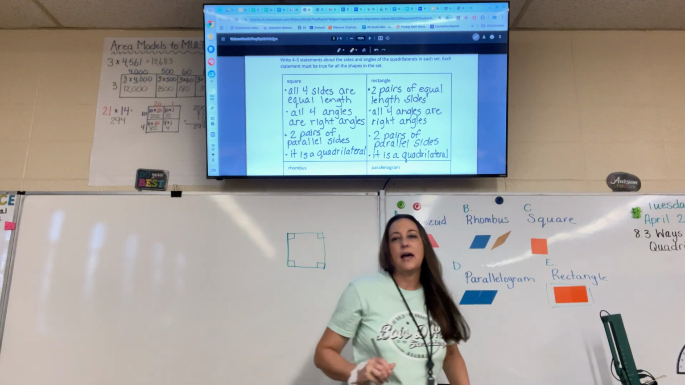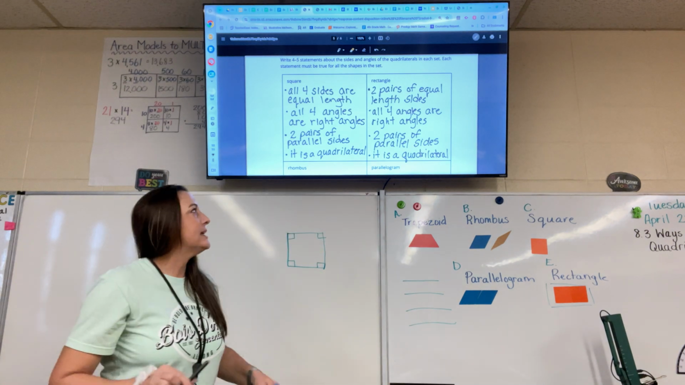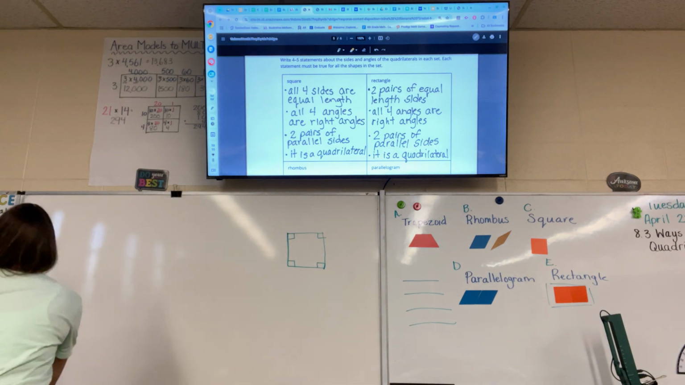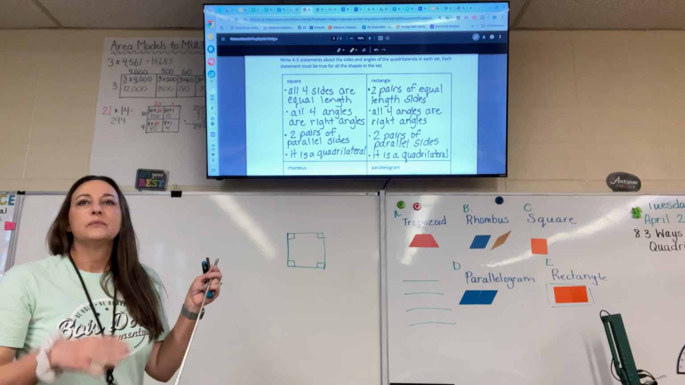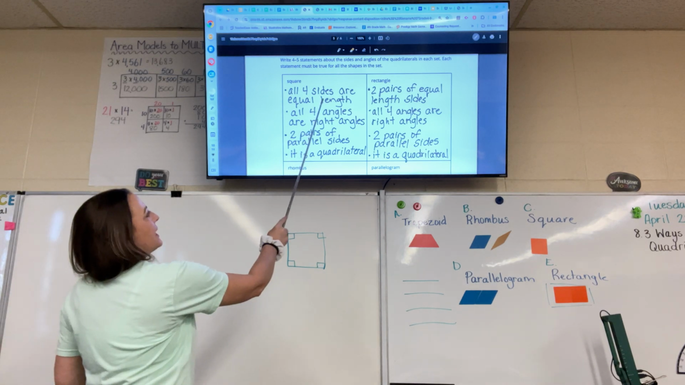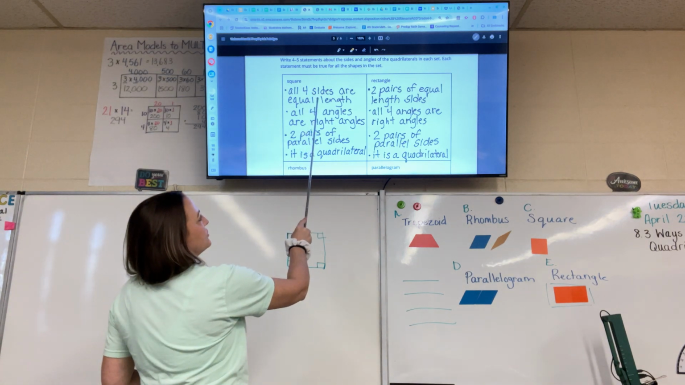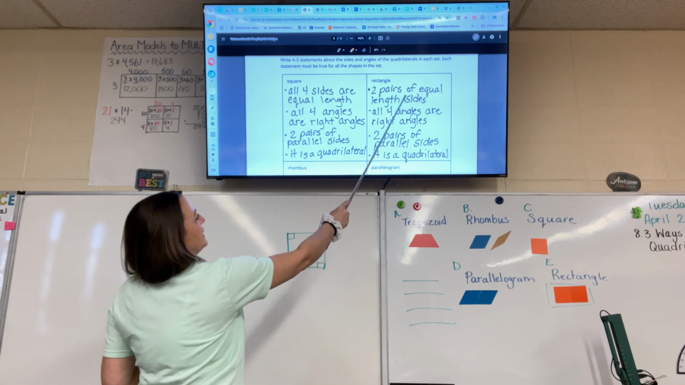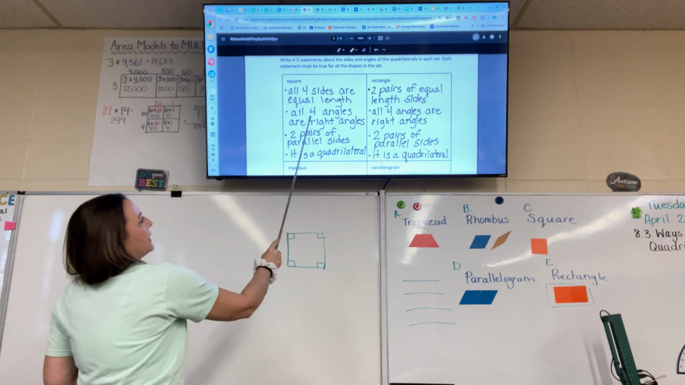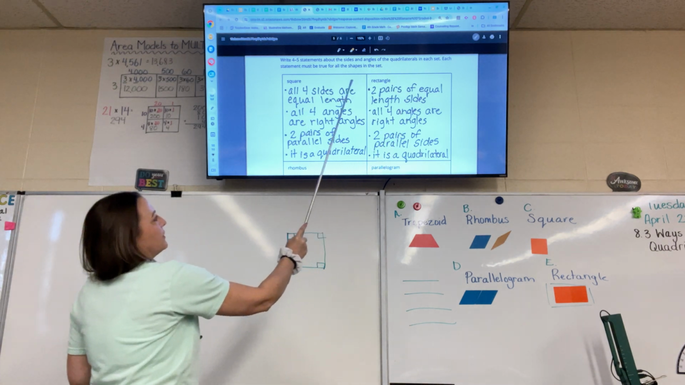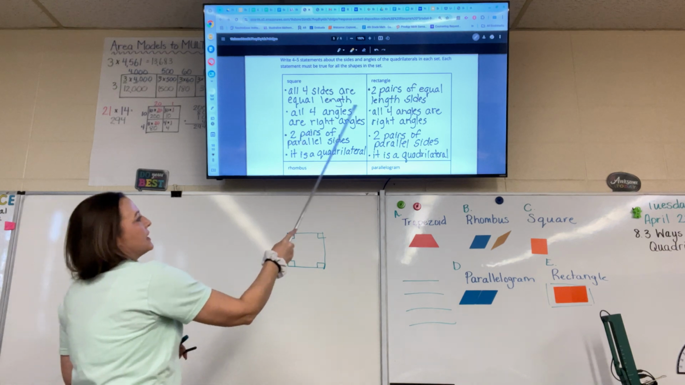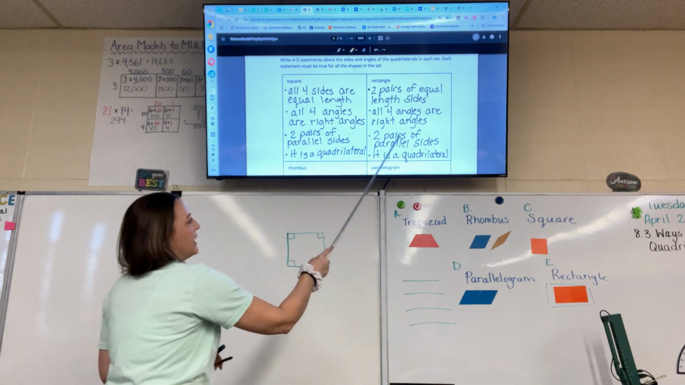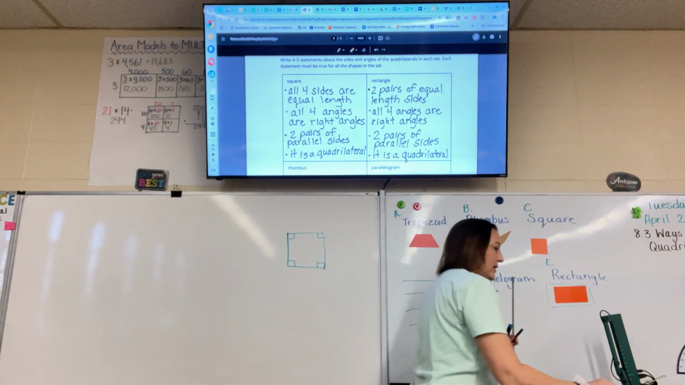Okay, it's a quadrilateral. Do you guys see what I'm doing? I'm trying to keep them in the same category. So we started with sides. 4 sides are equal, 2 pairs are equal. All 4 angles are right angles. Parallel sides, quadrilateral, okay?